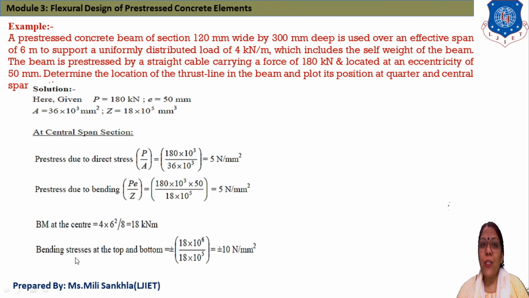Now bending stress at top and bottom due to this moment is equal to M by Z. M is equal to 18 and Z we found 18 into 10 raised to 5. Again this 18 is given in kilonewton meter, which we convert into Newton mm, 18 into 10 raised to 6 divided by 18 into 10 raised to 5, and bending stress due to this moment is equal to plus or minus 10 Newton per mm square.